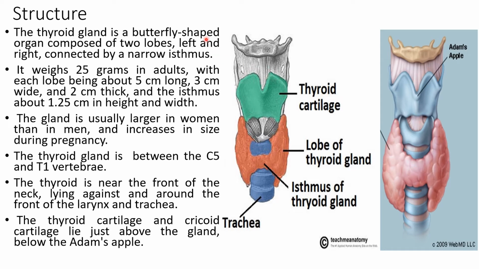So it is a butterfly shaped organ. It has a left lobe and right lobe connected by a narrow isthmus, weight 25 gram, dimension of the lobes 5 into 3 into 2 and of the isthmus 1.25 into 1.25 centimeter, extended between C5 to T1 vertebrae, thyroid and cricoid cartilage just above the thyroid gland, and it lies against and around the larynx and trachea.